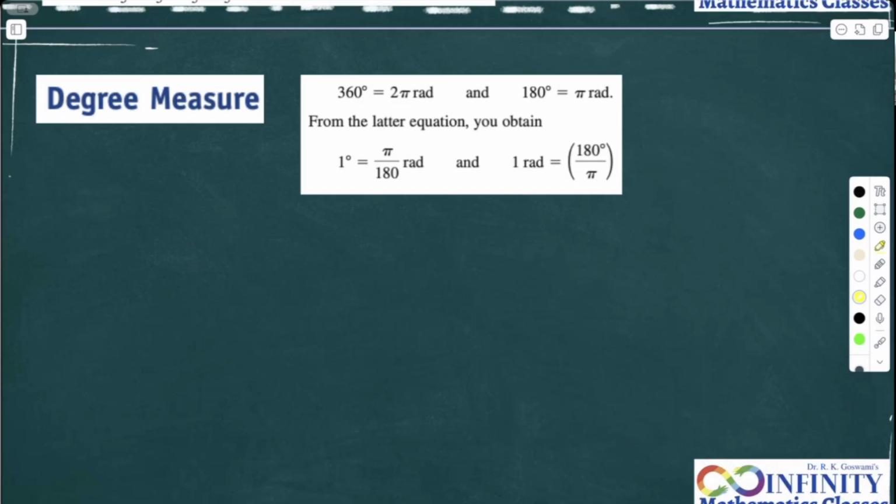Sometimes there will be a question to convert one into another. How will you convert? Whenever there is an angle theta in degree and you are asked to give the angle in radian, you just multiply theta by pi by 180. Whatever you obtain is going to be in radian.